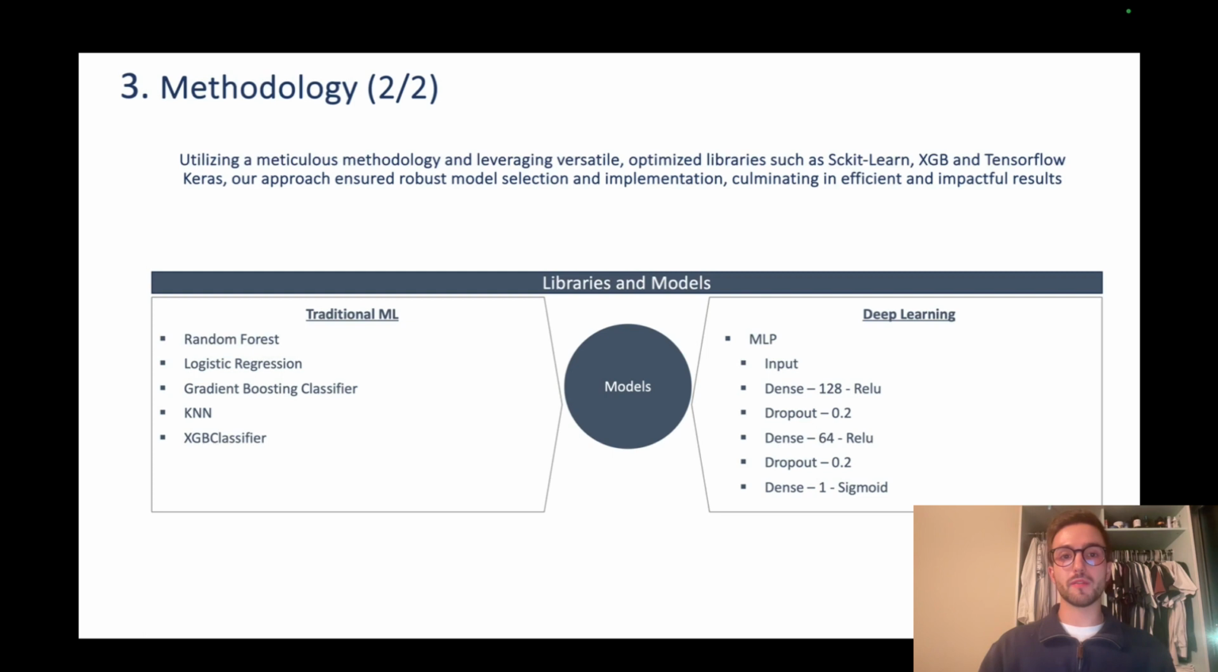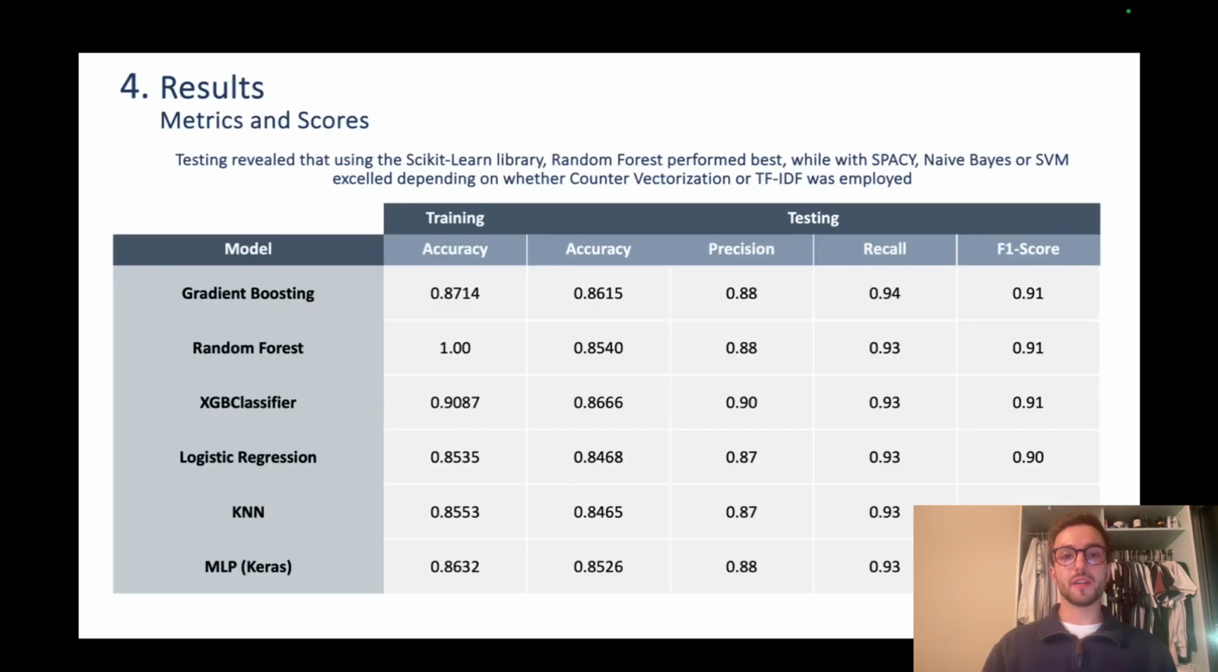How do I measure this performance? With different metrics. The metrics I have used are accuracy, precision, recall, and F1 score, but I'm going to focus only on accuracy and F1 score for this presentation. As you can see in this table, the XGB classifier shows 90% accuracy on training and 86% accuracy on test. It's really a high accuracy, and also the F1 score is really high.